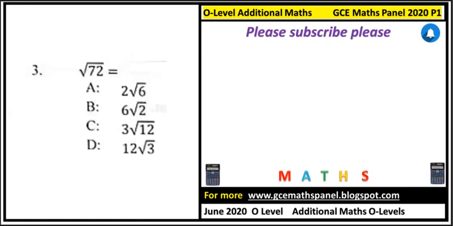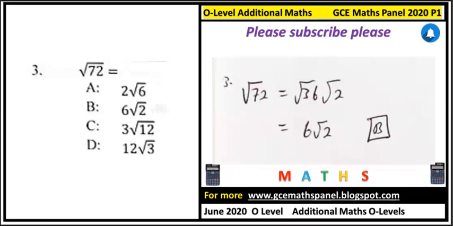Question 3, root 72 equals, note that root 72 can be written as root 36 times root 2, the product of roots. And this gives us 6 root 2, since 36 is a perfect square. Key B.